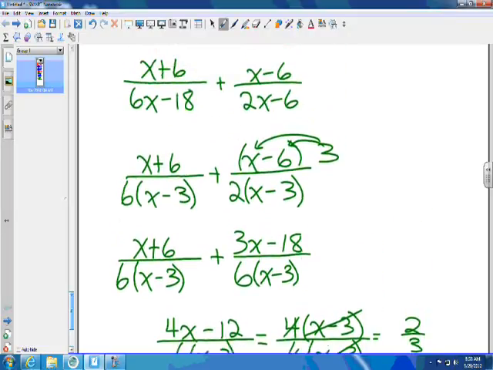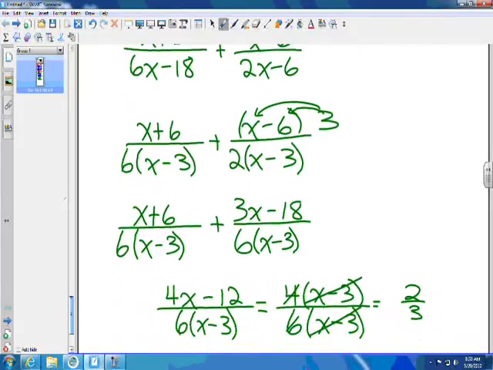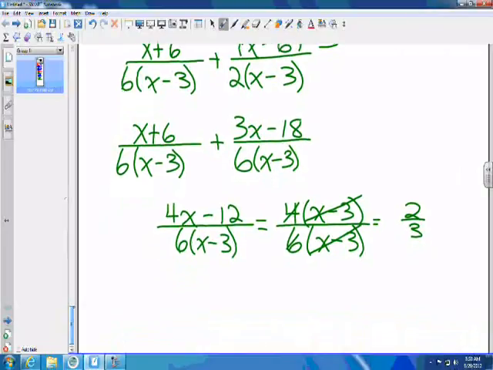Crazy that you started with that green fraction right there and then you ended up with 2/3. Yeah. What?